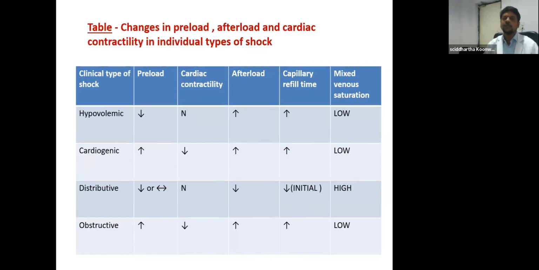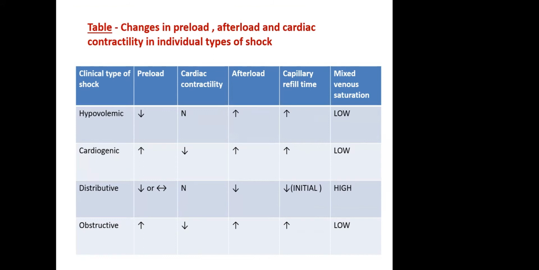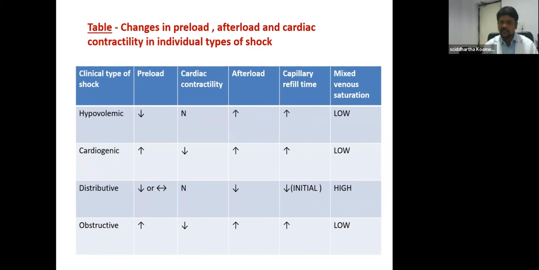Now coming on to the changes, what changes we see in preload, afterload and cardiac conductivity in different types of shock. In hypovolemic shock, the basic pathology is decreased preload due to decreased circulating blood volume. So there is decreased preload, and in compensatory response, there is increase in systemic vascular resistance, which leads to increase in afterload of the patient. Due to decreased skin perfusion, there is increase in capillary refill time more than 3 seconds and increased oxygen extraction at the tissue level, which leads to low mixed venous saturation.